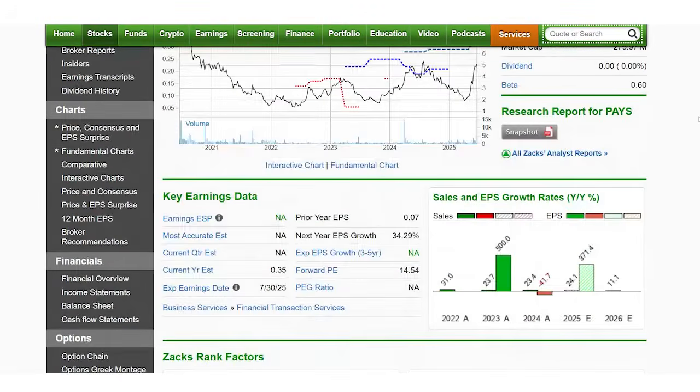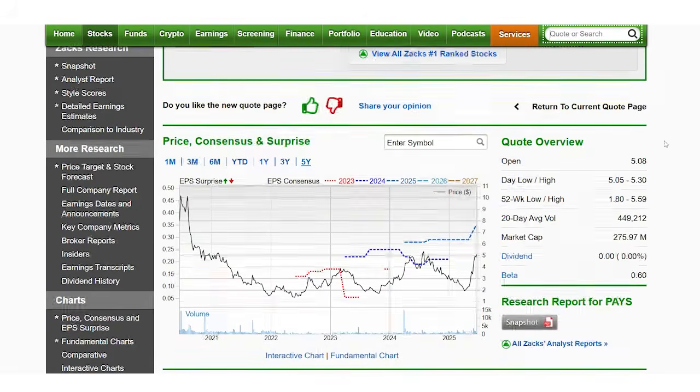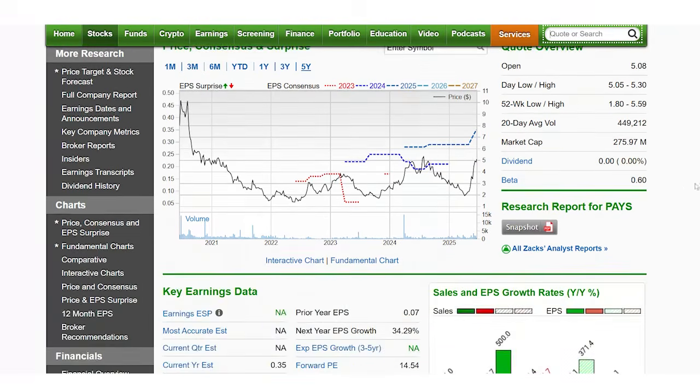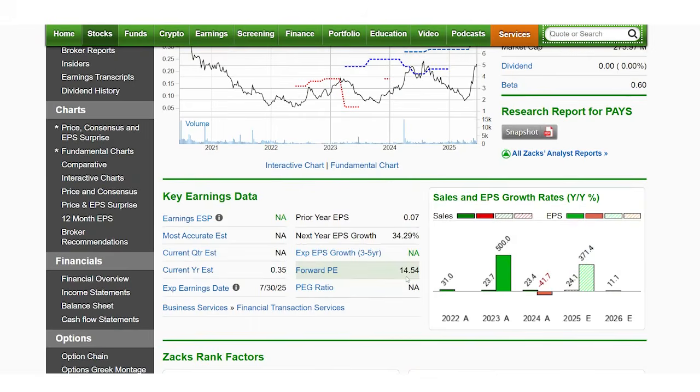All right, PaySign, we see it's got a Zacks Rank 2. It's a $275 million company. So it's a small cap company, not a lot of institutional coverage. I'll pull up a better technical chart than this, but we can see it's been flat basically since 2021, 2022, but it looks like it's breaking out of this long range.